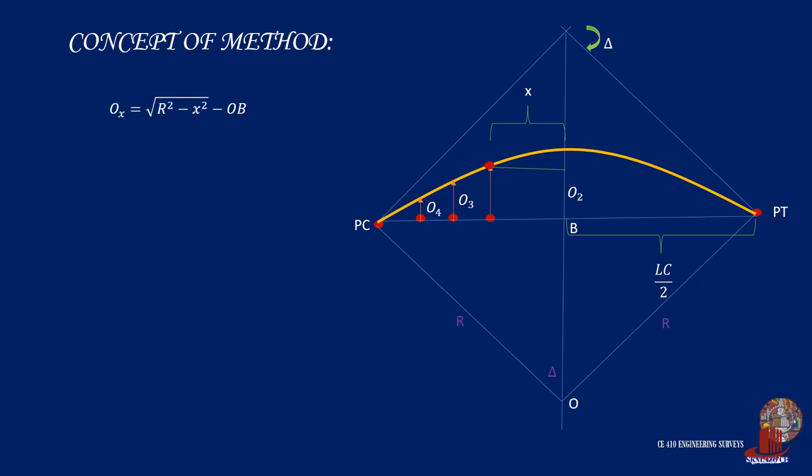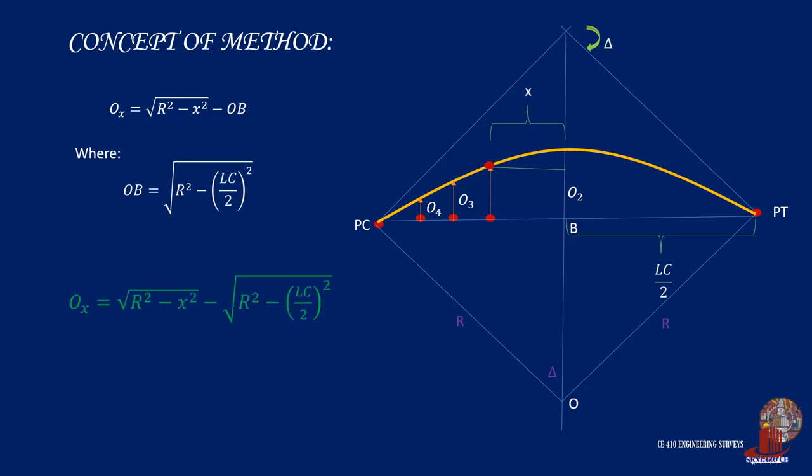With the previously derived equation of OX, which is taken as the root of r squared minus x squared minus OB, we determined OB as the root of r squared minus half of the long chord squared, making the final equation for this method: O sub x is equal to the root of r squared minus x squared minus the root of r squared minus half of the long chord squared.